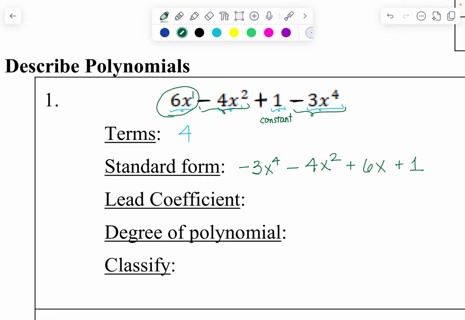This is written in standard form. Our leading coefficient can only be determined when it is in standard form. That's going to be the number, the coefficient in front of your degree. Okay? So your leading coefficient is a negative 3. The degree of this polynomial is 4. When you go to classify this, because the degree is 4, it's going to be called a quartic.